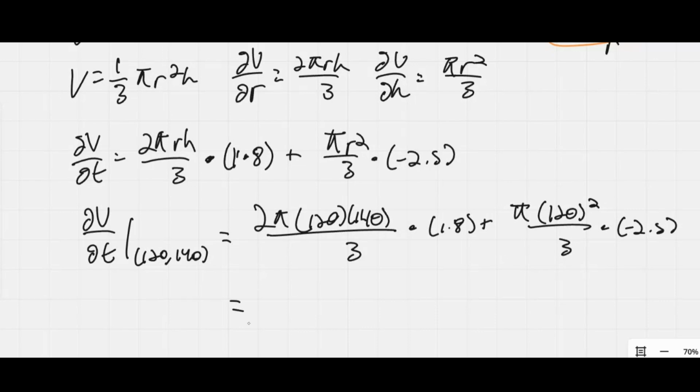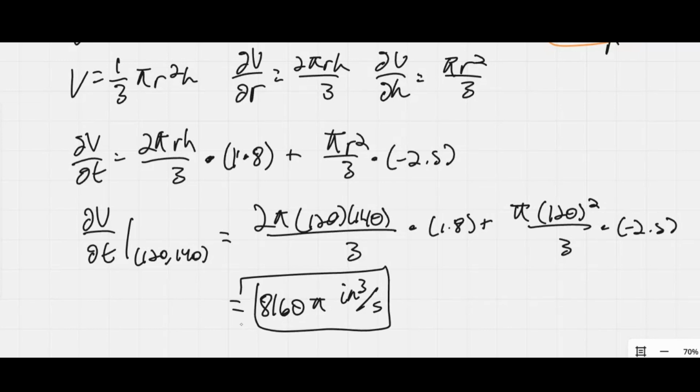And so when we put this into a calculator, for example, what we're going to get is 8160 pi inches cubed per second. And so what does this mean? That means that the volume of this cone is increasing at 8,160 pi inches cubed per second at that rate. All right, let's look at one final problem which deals with the chain rule using partial derivatives.